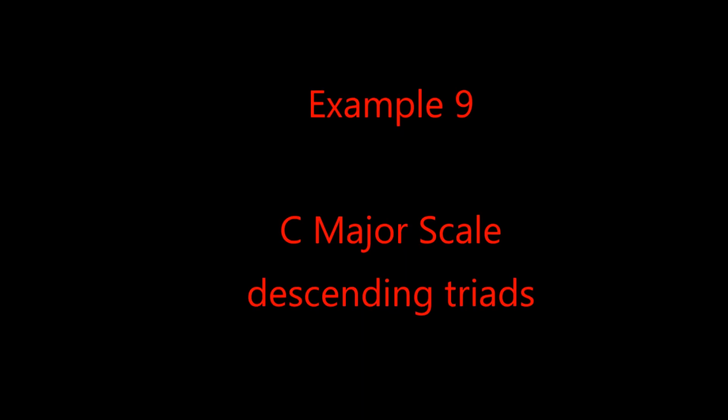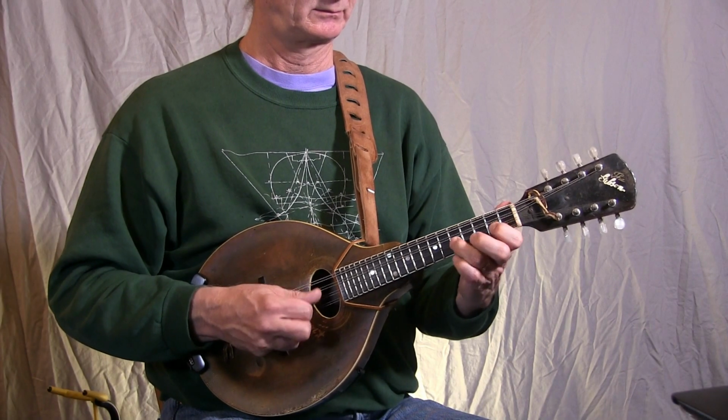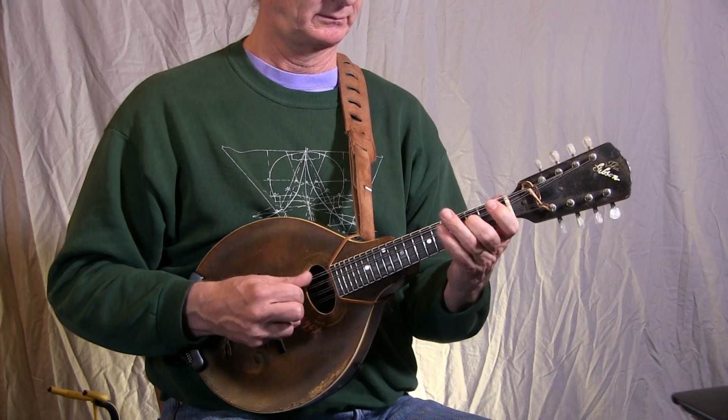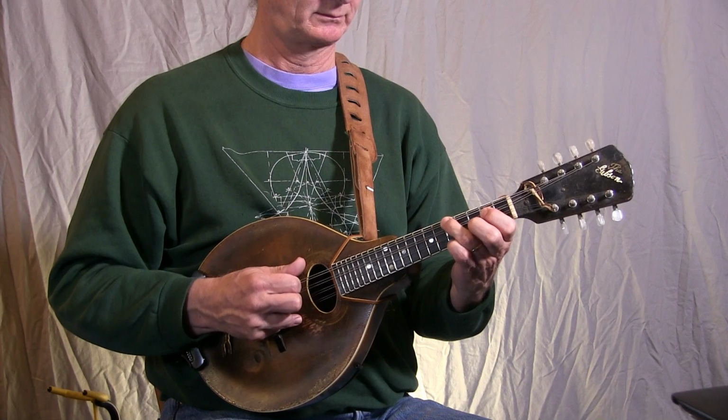Triads can also be played descending. This is example 9. Triads descending with the chromatic lead-in note is example 10.